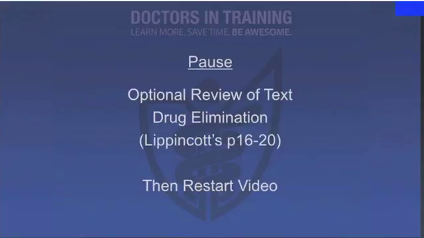Okay, now let's pause for a moment and review the material that was just covered. Before we do that, if you haven't already done so, this might be a good time for you to read your pharmacology text that corresponds to the material that was just discussed. Then together, we're going to go through the quick review in your study guide.